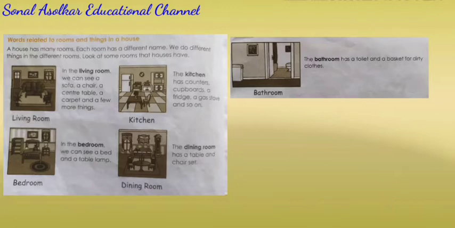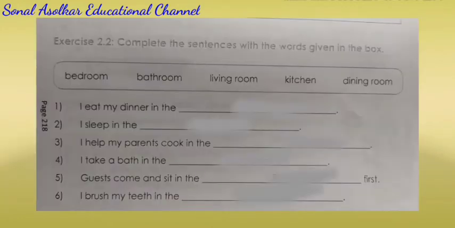You have read about things in the different rooms of a house. Now look at the picture given above and say what each room is used for. Exercise 2.1. In which rooms will you keep these things? Dressing table, bedroom. Toothpaste, bathroom. Sofa, living room. Toaster, kitchen. Table and chair set, dining room. Bed, bedroom.